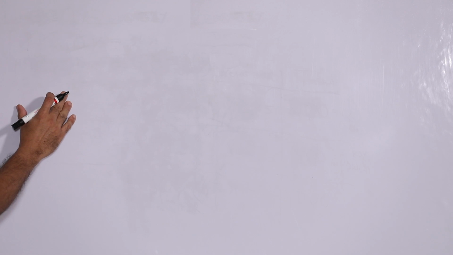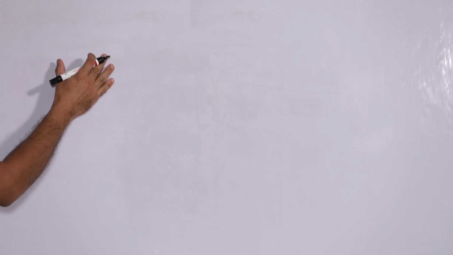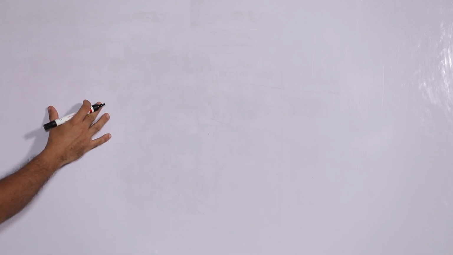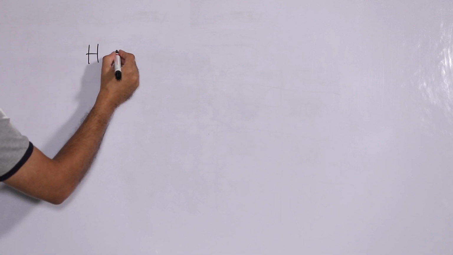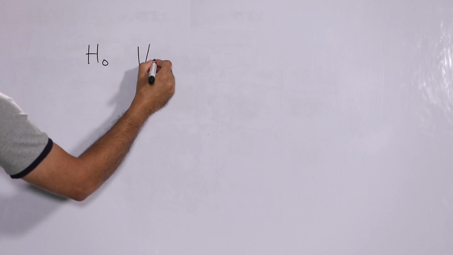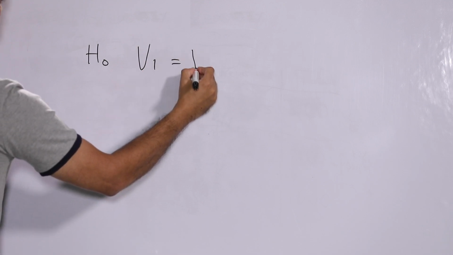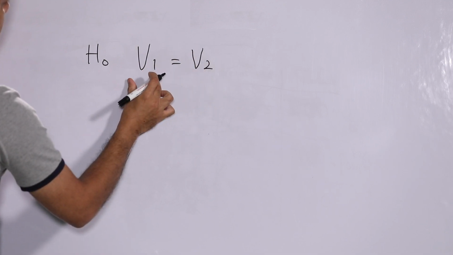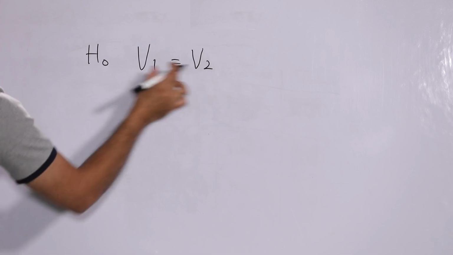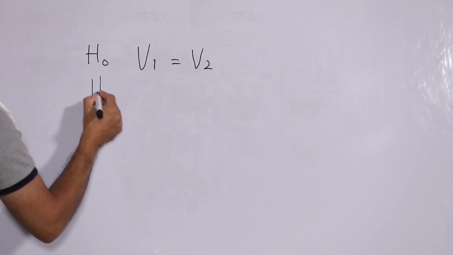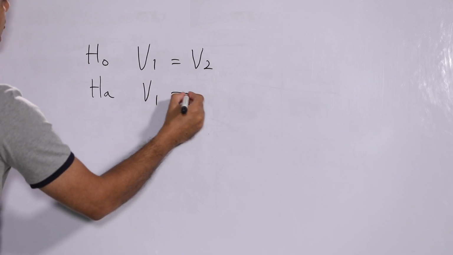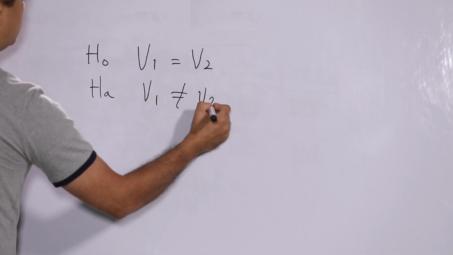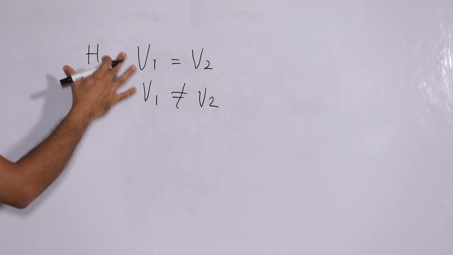So let us do this F test. So what is done in this F test? First of all, let us define the null hypothesis as well as the alternate hypothesis. The null hypothesis, that is H0, is that V1 is equal to V2, that is, the variance of group number 1 is equal to the variance of group number 2. What is our alternative hypothesis? That is, the variance of group 1 is not equal to the variance of group number 2. This is our hypothesis.